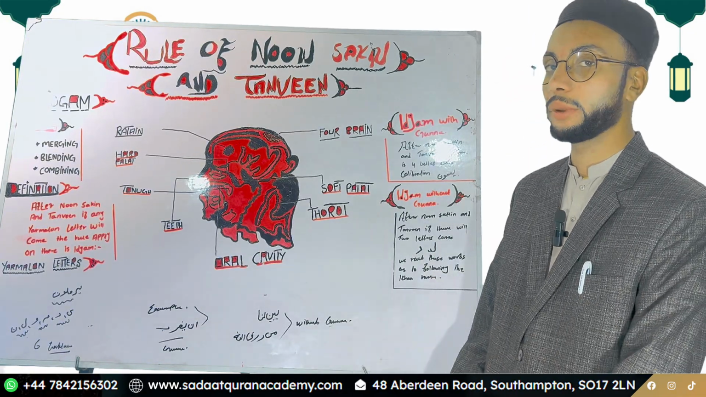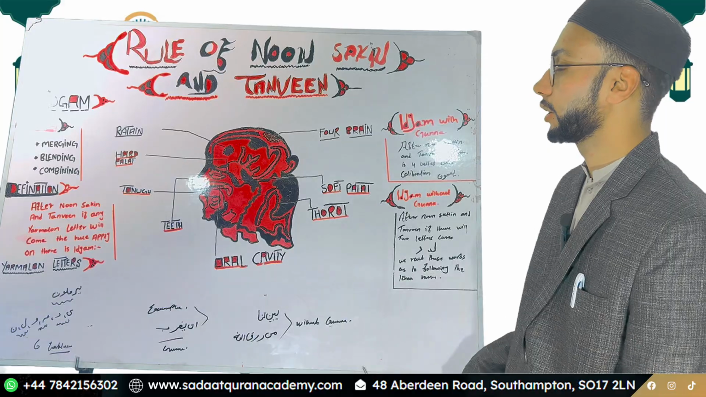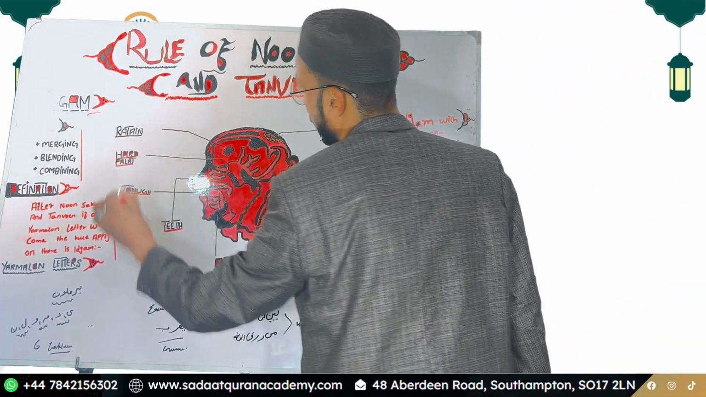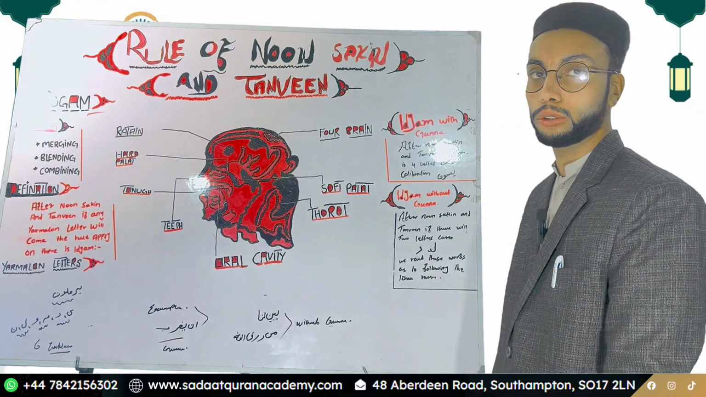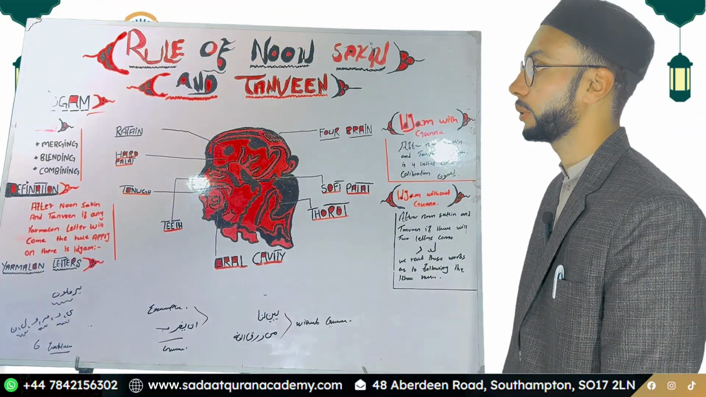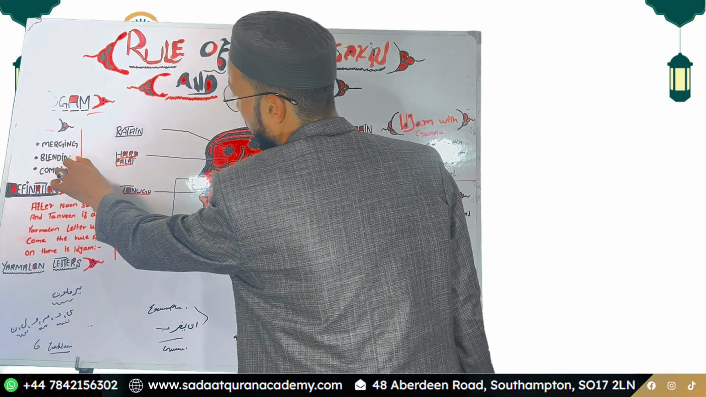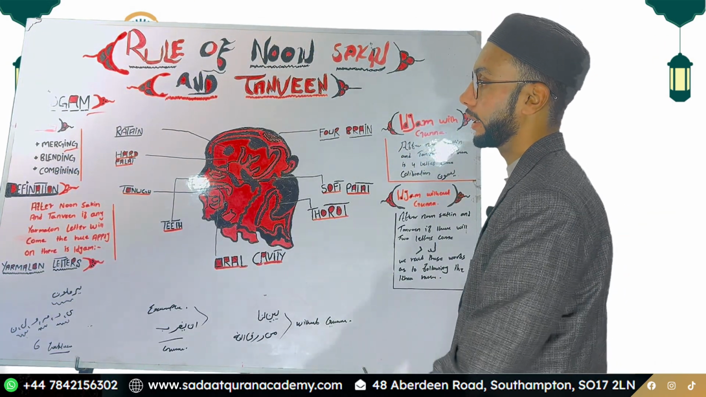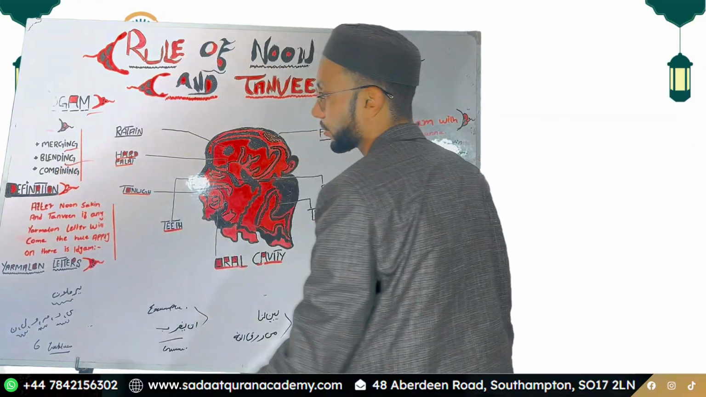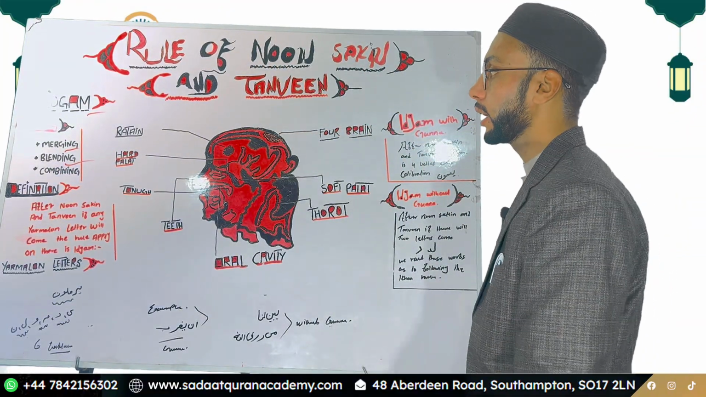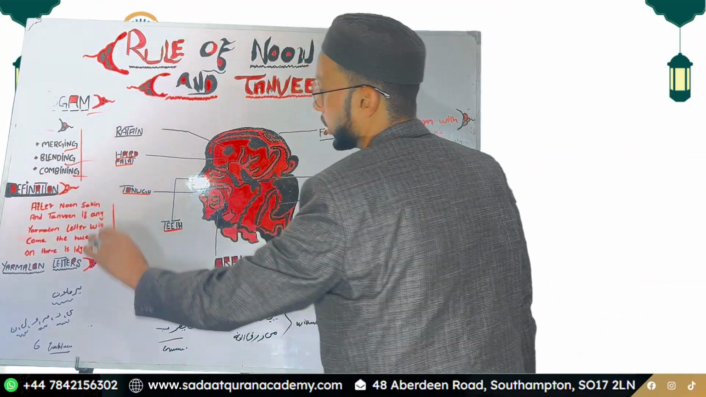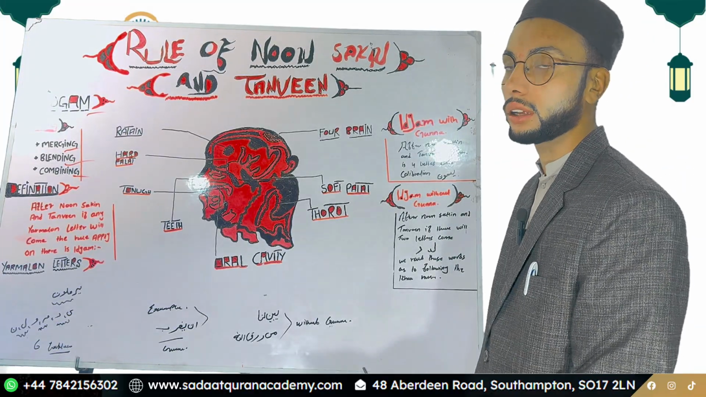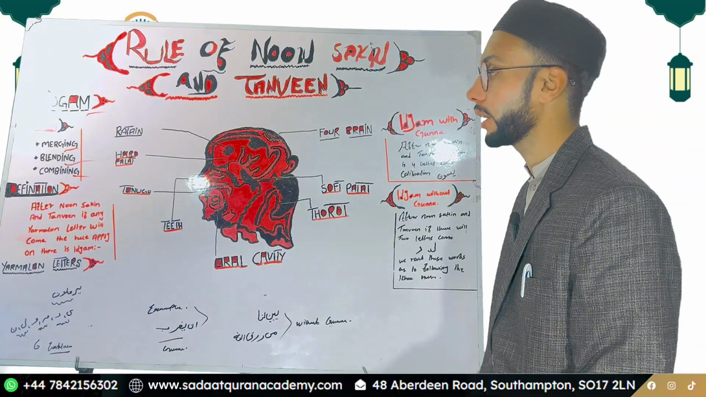Okay viewers, I mentioned here the topic, the other rule of Noon Saakin and Tanween, which is Idgham. First of all, we'll go to the meaning of Idgham. Number one is merging, number two is blending, and number three is combining. These three are the specific meanings of Idgham. On the other side, you can also say gathering and joining.